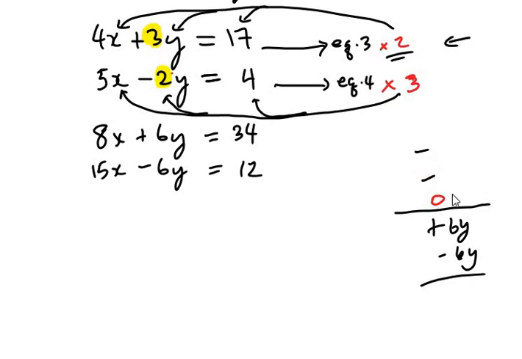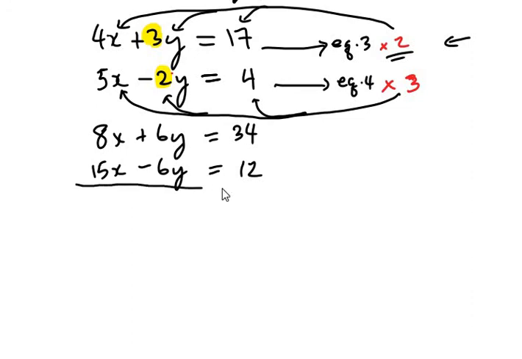Okay, so what we end up with is plus 6y and a -6y. So what are we going to do in this case? Add or subtract? Will we add these two or will we subtract them? You add them. Very good. So if we add -6y to positive 6y, we'll end up with 0.